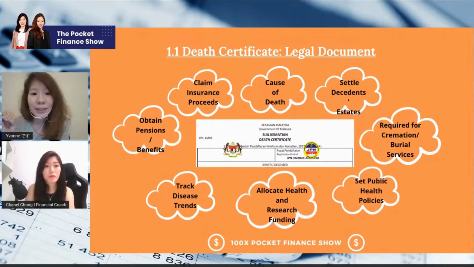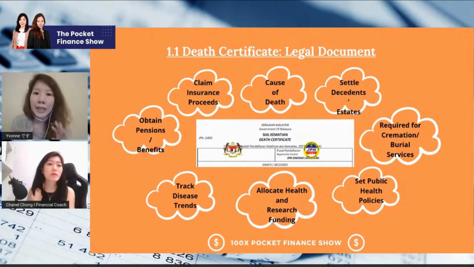A death certificate is a legal document. What is it for? Of course, it states your cause of death, and it is also used to settle the descendant's estate, to claim insurance proceeds, and to obtain your pension and benefits. Your family members will need it to claim all these things. It is also required for cremation or burial services. This is all on a personal level after one has passed on. So this is what the death certificate is for.